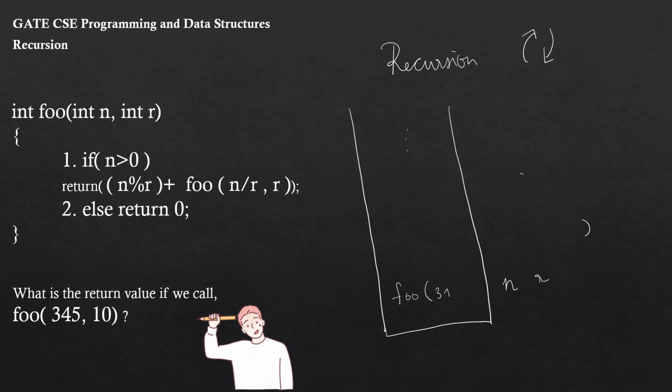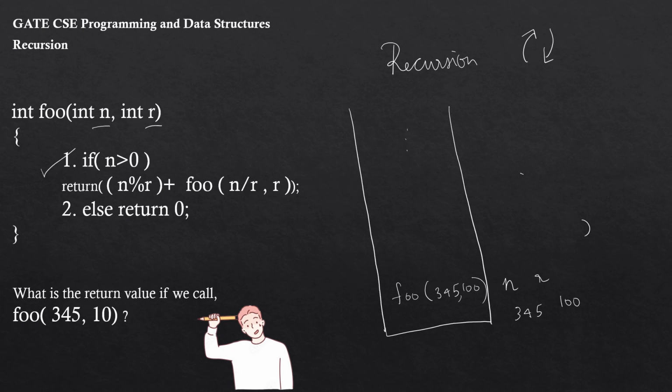Now let's look into the question. First we're calling foo of 345, 100. So n gets the value 345 and r gets the value 100. These are the local variables. Now we check our base condition. We are checking if n is greater than 0. Return n mod r plus foo of n by r.